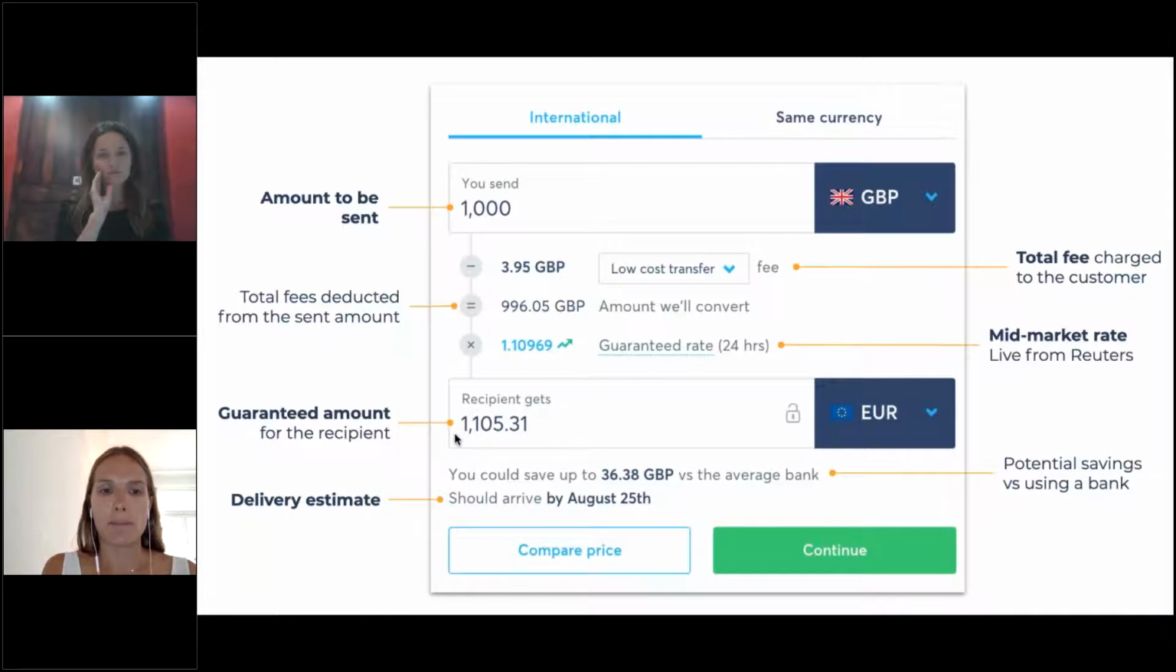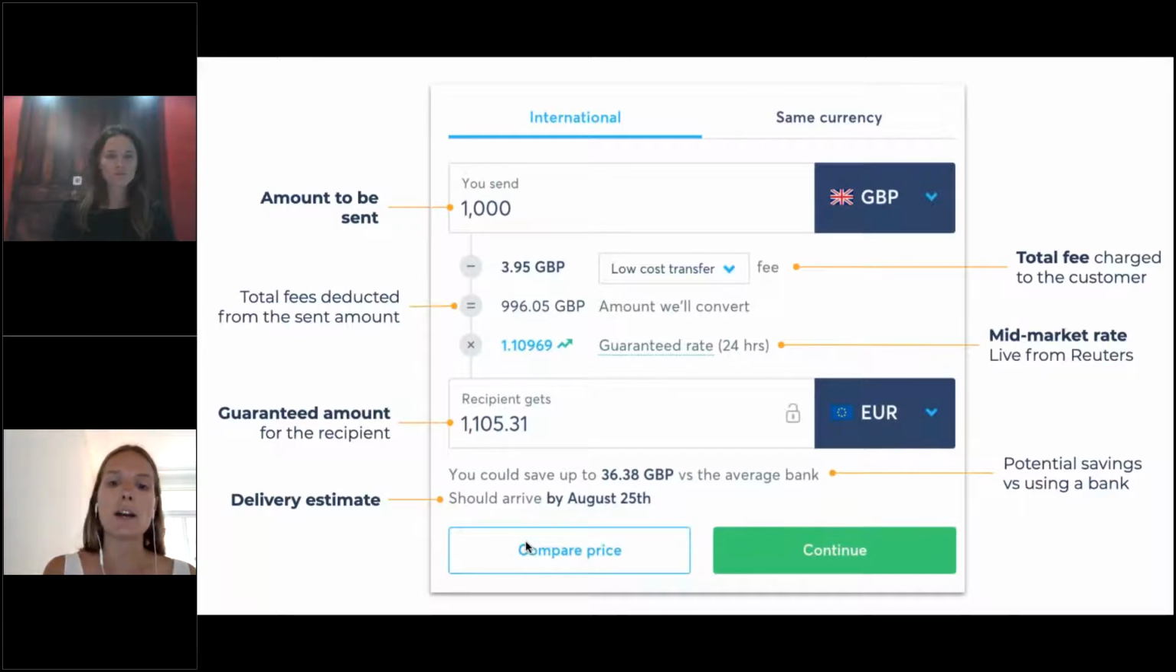You can input the amount that you want the recipient to receive here, and we'll work backwards and let you know how much you should fund your payment with. We can also see that there's a cost, let's say a potential savings that we've calculated versus using a bank. If you were to click on compare price here, it would take you to our comparison widget.